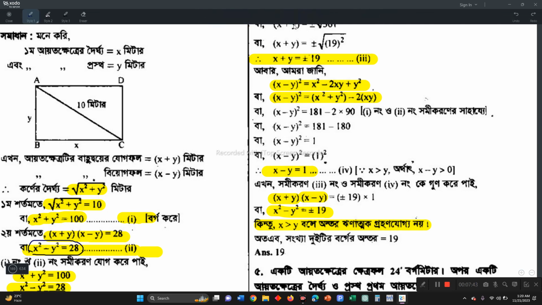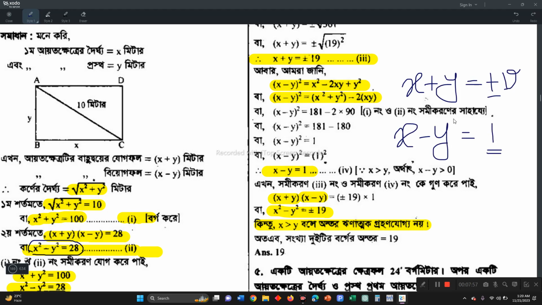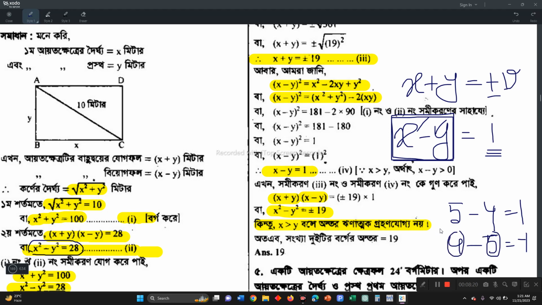Let me clarify this; I am repeating it. x plus y is plus or minus 19, but x minus y has come as 1, which is a positive number. So as the difference of these two values is positive, that means both of the numbers are positive. Like 5 minus 4 is equal to 1. You can say that 4 minus 5 is equal to minus 1, but difference is always considered as larger minus smaller.